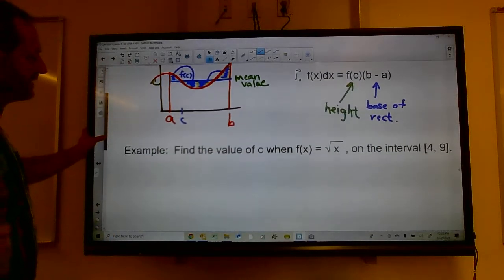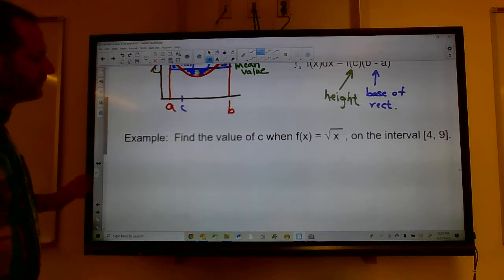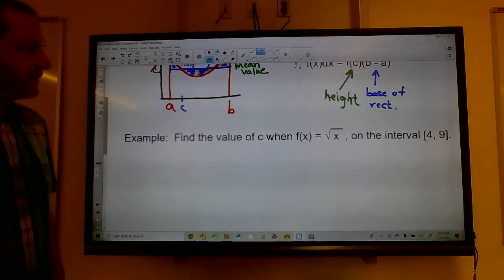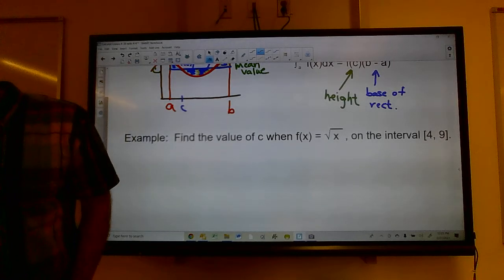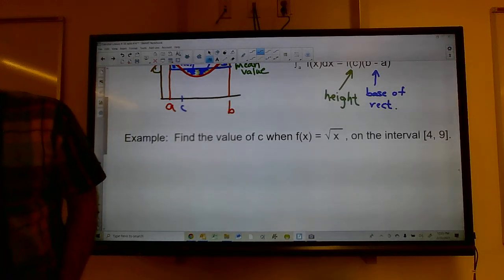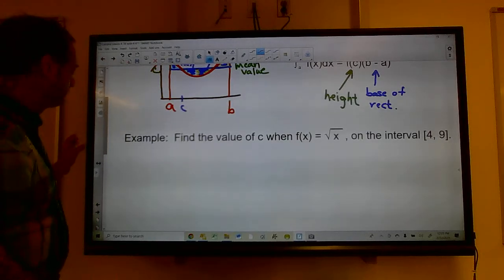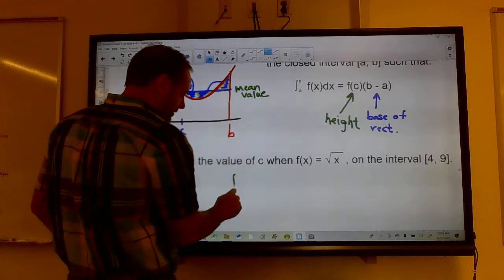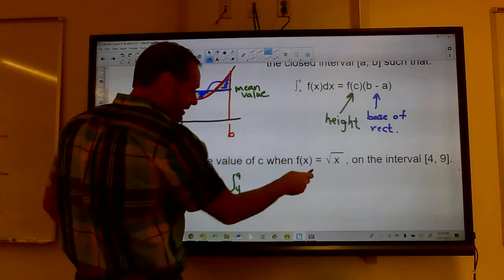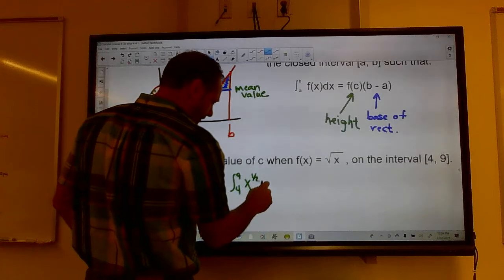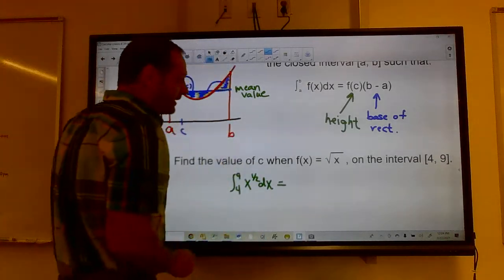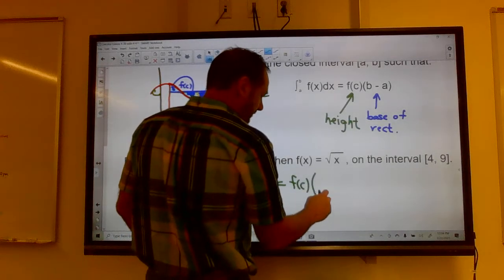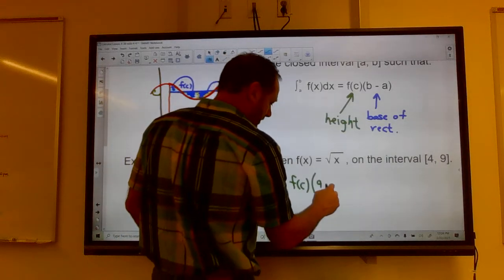Okay, so find the value of c when f of x equals the square root of x on the interval from 4 to 9. Okay, so that's going to say that the integral from 4 to 9 of x to the 1/2 dx is going to equal some f of c times b minus a, but b is 9 and a is 4.